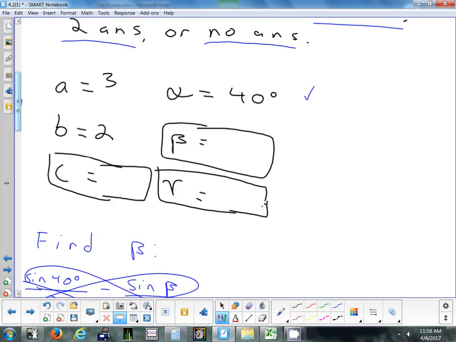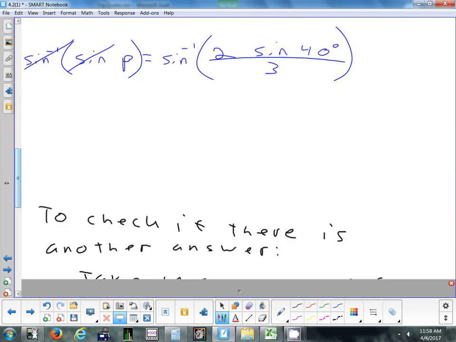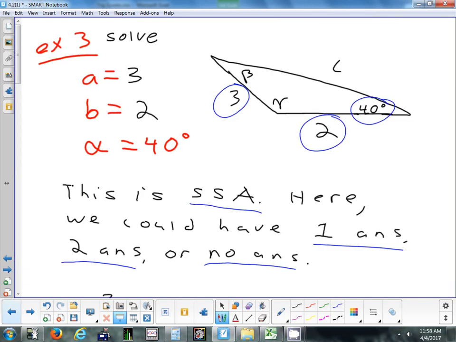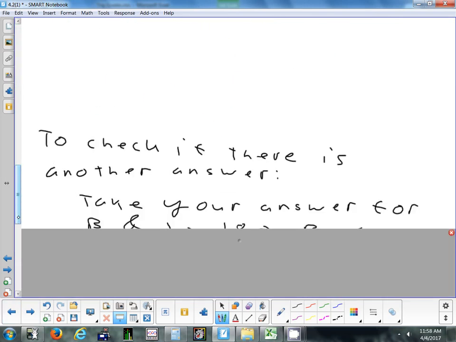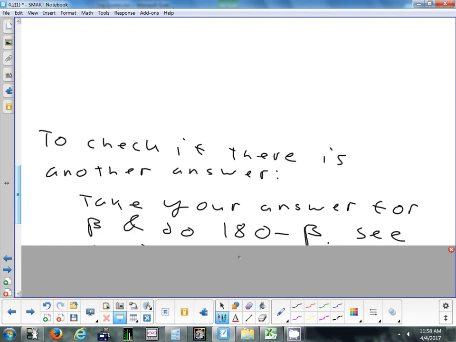I'm going to show you how you get the second answer. What I do on this kind of problem is I write the number a little bit higher in the box. So if there is a second answer, I'll put it below it. But we don't know yet if there's a second answer. So to check if there is a second answer, take the answer that we just got. In our particular case, we were solving for beta. You might be solving for something different. But take whatever you just solved for and subtract it from 180.